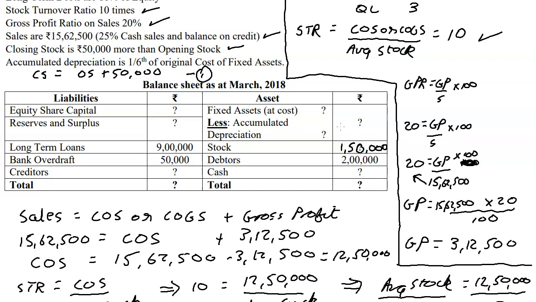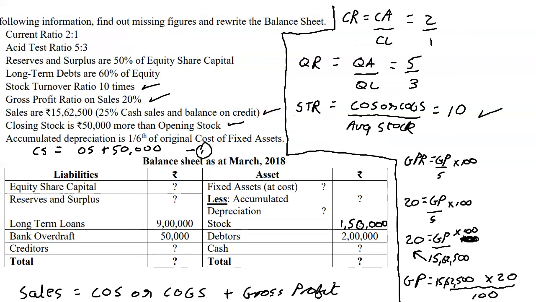Next, we already have the low hanging fruit. I'm going down and finishing off the little bit that's left. We have closing stock looked after. Then they said accumulated depreciation is 1/6 of the fixed assets. That is going to come in later, and for now I'm just going to write 1/6 of fixed assets.